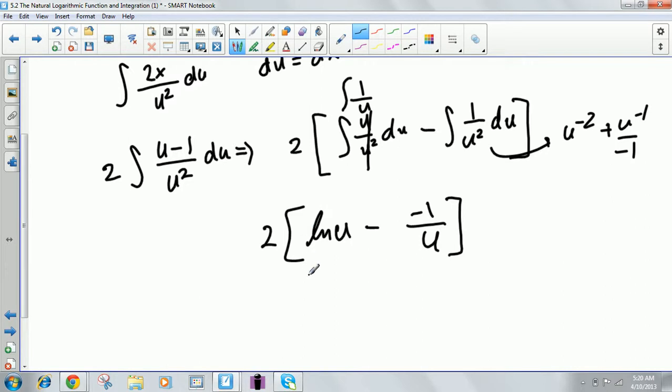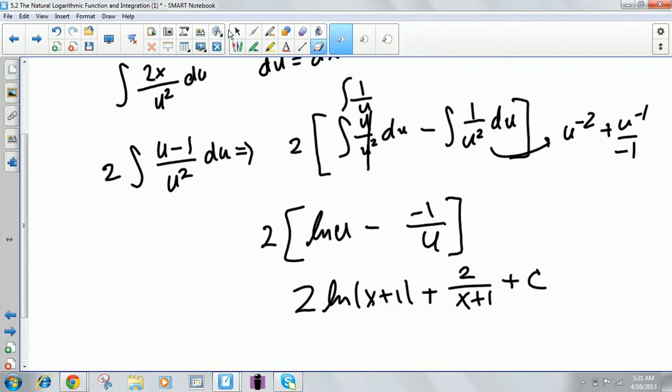Then when we multiply this 2 in, you'd have 2 times the natural log of u. And in this case, remember, let's go and plug u in. It was x plus 1. Minus, actually plus, because you have 2 negatives there. When you multiply this 2 in, it's just going to be 2 over u. And u was x plus 1. Then plus c.